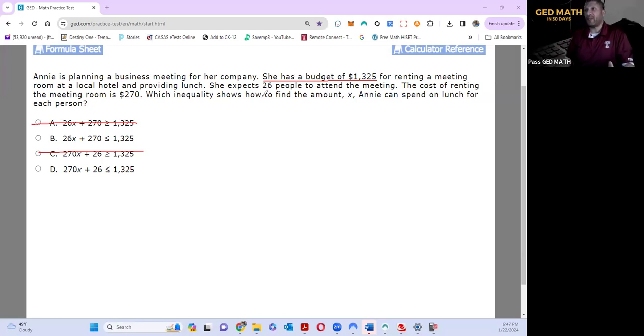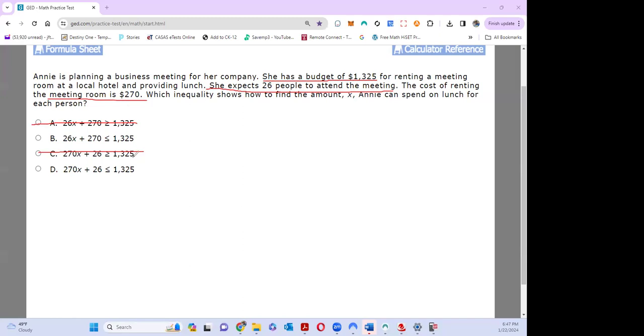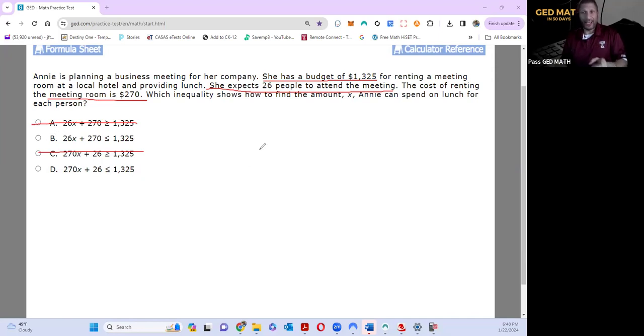Next step, identify your givens. She expects 26 people to attend the meeting. The cost of renting the room is 270. So is it 270 per person to rent the room, or does the room just cost 270? The room just costs 270. So that means that is not changing. That's going to be a constant. It's not variable. It's not based on how many people come. Because if the room was based on how many people come, it would be 270 times 1, 270 times 2.